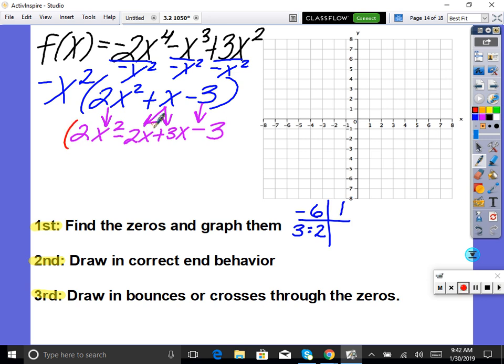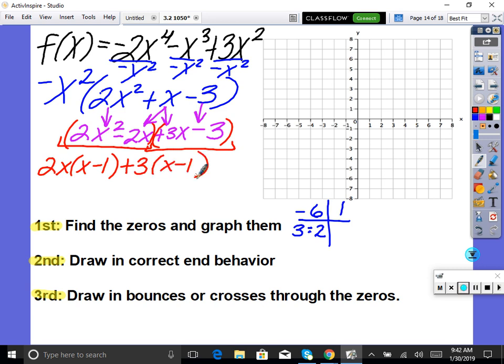So I'm going to group. I'm ignoring this negative x squared for a minute. Pull out a 2x. So then left is x minus 1. Pull out a positive 3. Then left is x minus 1. So now I can factor out x minus 1, can't I? So then it divides out, and left is 2x plus 3. And then we won't forget we originally factored out negative x squared.